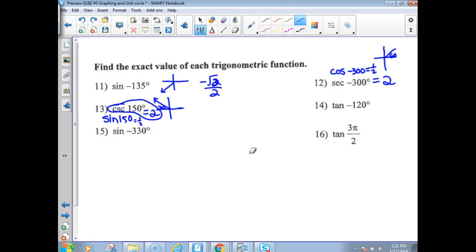Are we good? All right, tangent at negative 120. Negative 120 would be in quadrant 3. Tangent is positive in quadrant 3. That would be a reference of 60 degrees. If you want to think about the special right triangles, you could. This would be negative 1, and this would be negative square root of 3, and the tangent is y over x, so it would be square root of 3.